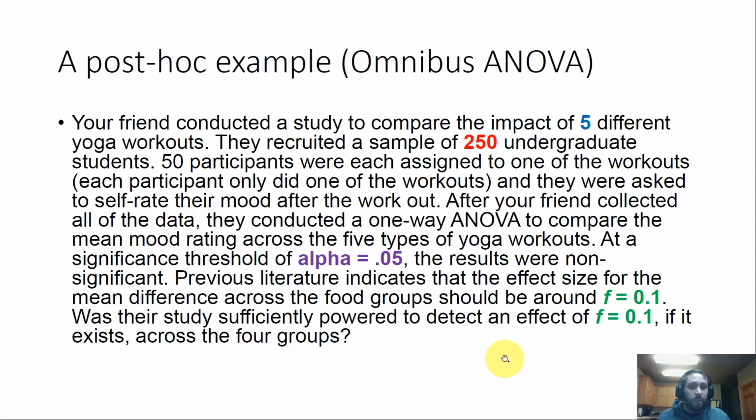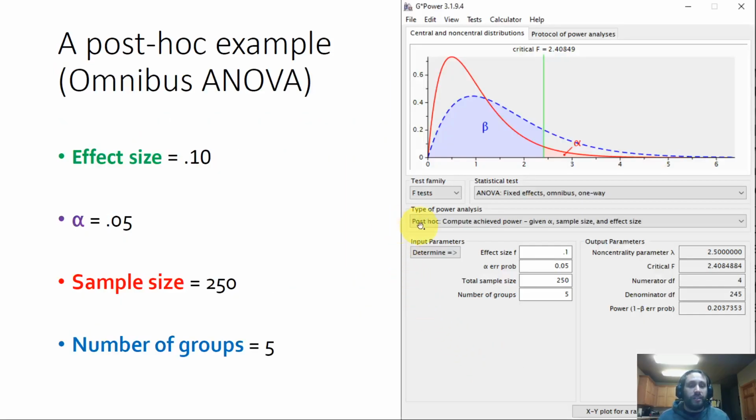So we're going to go ahead and plug all of those in as well. So we go to our test family, which is an F test. The statistical test is an ANOVA, fixed effects omnibus one way. And we're doing a post hoc analysis here. So we're giving it an alpha, a sample size, and effect size to get what our power was. Then we fill in these components in our input parameters.